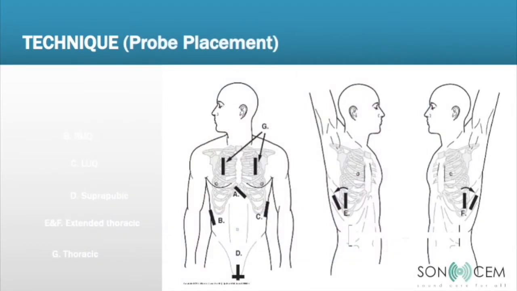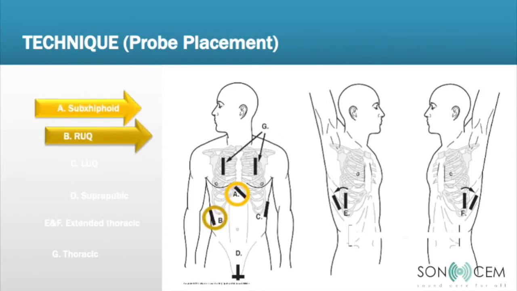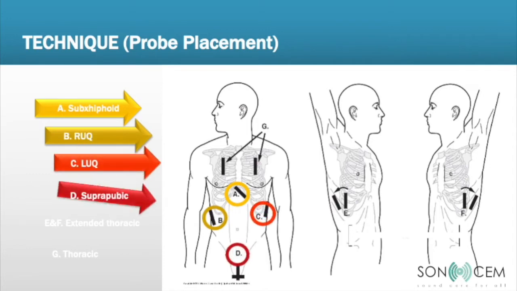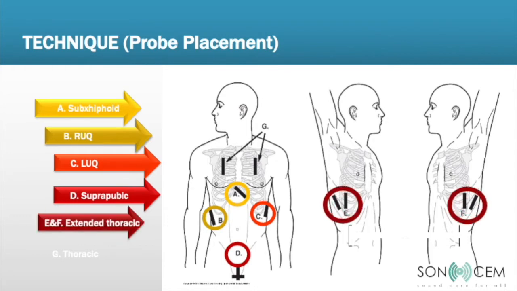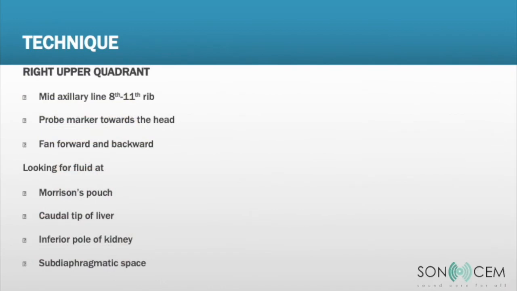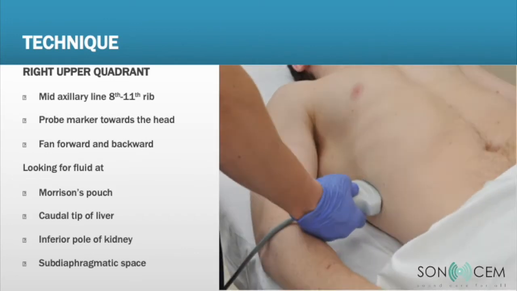There are 6 places for probe placement, which are the subxiphoid, the right upper quadrant, the left upper quadrant, suprapubic, the extended thoracic, and also the thoracic view. For the right upper quadrant view, we use the liver as the sonographic window. The probe should be placed at the mid-axillary line in between the 8th to 11th rib, with the probe marker towards the patient's head. We are looking for free fluid at the Morrison pouch, the caudal tip of the liver, the inferior pole of the kidney, and the subdiaphragmatic space.